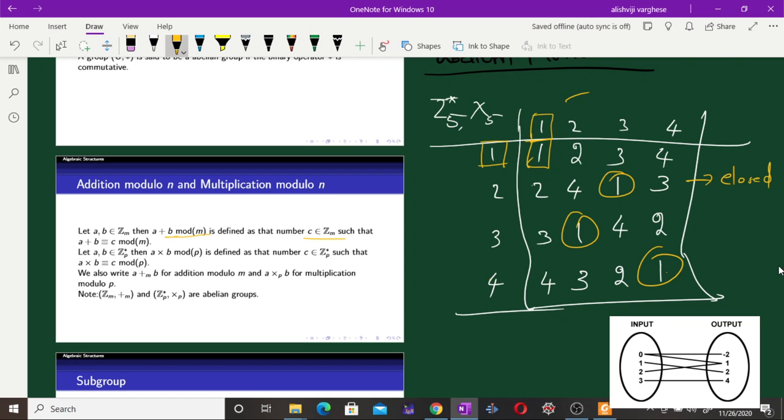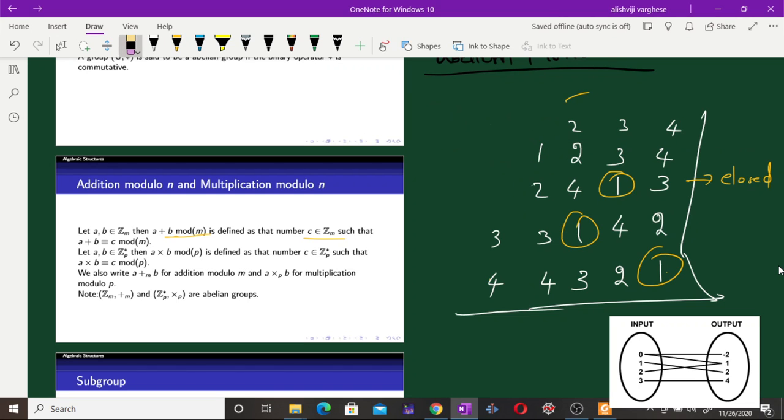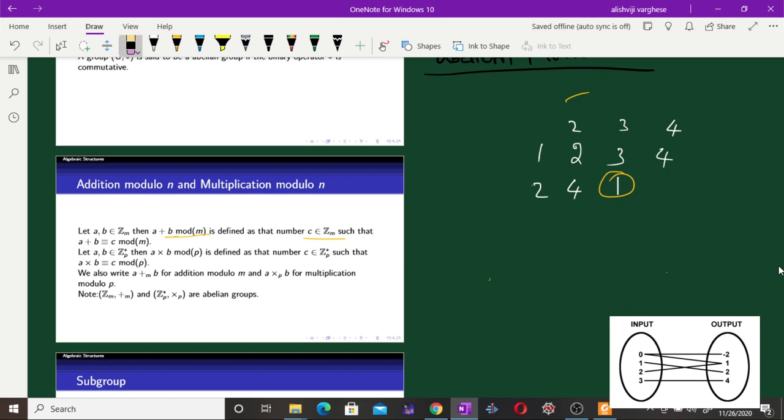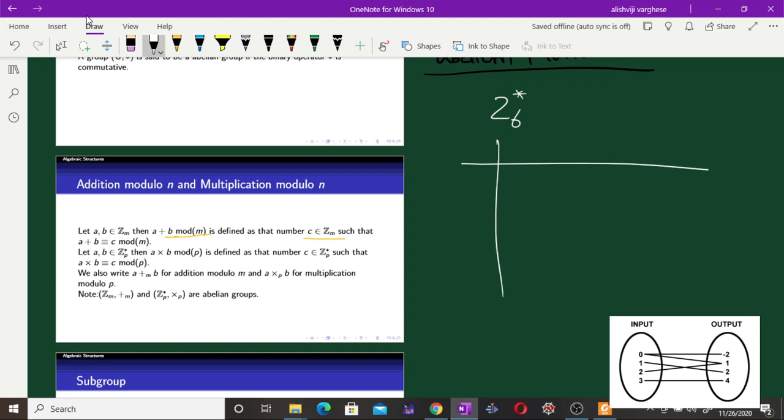Now, this is the example for multiplication modulo 5, and we can replace this 5 with any prime number, and it becomes an abelian group. It's an abelian group, obviously. But if we consider Z6 star, what happens is, the elements are 1, 2, 3, 4, and 5.